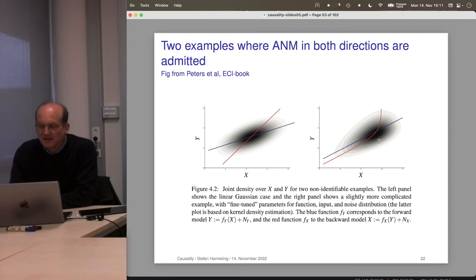And the density that is plotted here, this black stuff, is a fine-tuned density such that we will have an additive noise model in both directions. Okay, so this black density is fine-tuned towards this red function here, so as to admit an additive noise model in both directions. But it's a pathological case that probably you won't see in practice.